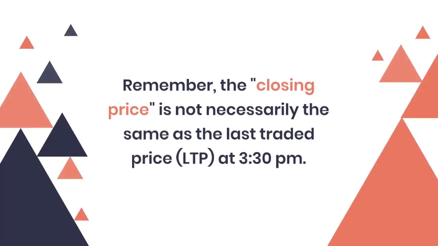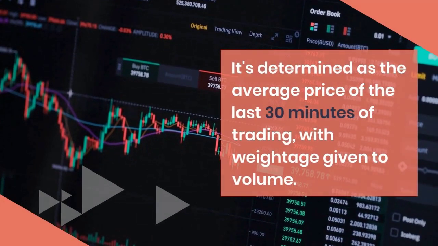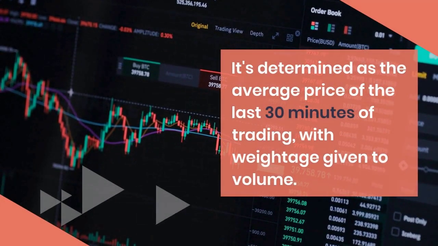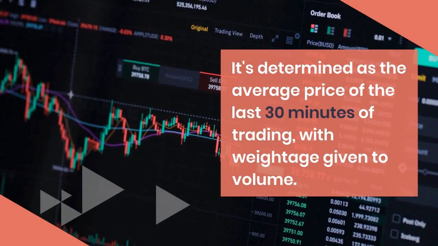Remember, the closing price is not necessarily the same as the last traded price, LTP, at 3:30 p.m. It's determined as the average price of the last 30 minutes of trading, with weightage given to volume.